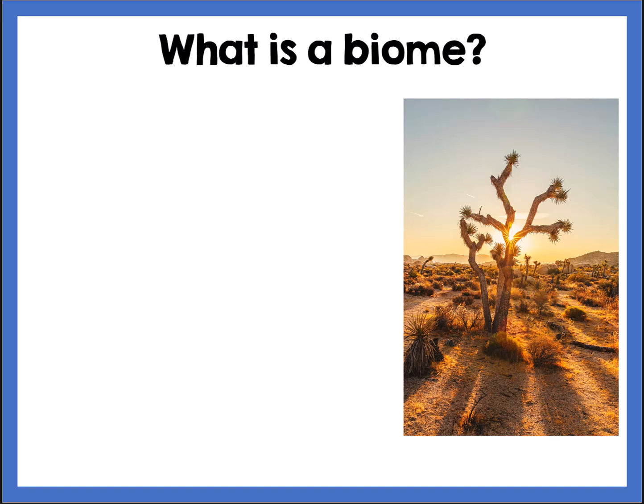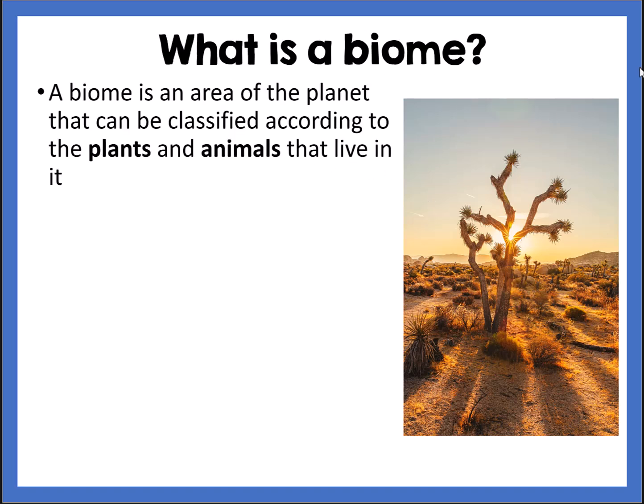So if a biome is found in a particular climate, let's get into a little bit more specifics about biomes themselves. A biome is an area of the planet that can be classified according to the plants and animals that live in it. So we discussed that a biome has a particular climate, and therefore it's going to have a particular set of plants and animals that are able to exist in that climate.